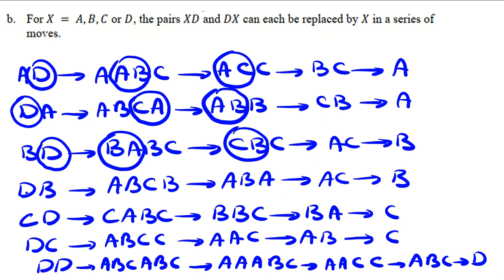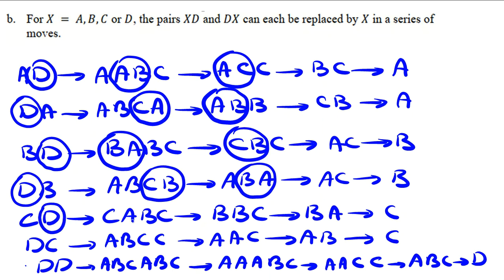Now it's time for DB. Replace D with ABC, and you have B here. Then let's see, replace BCB with A. So it would be ABA, then replace BA with C, so it would be AC, and then replace AC with B. So we've proved 4 from 7, because also I said DD is okay from part A. So 2 cases are left, CD and DC.